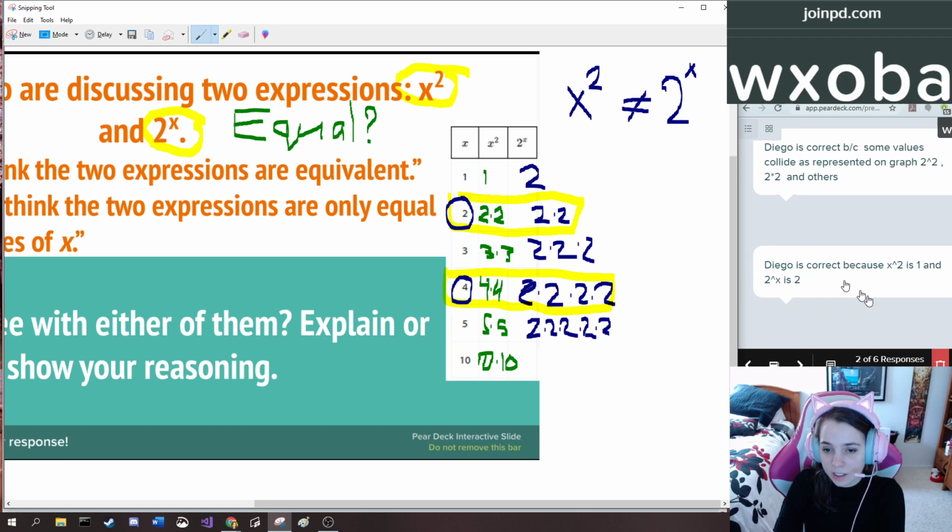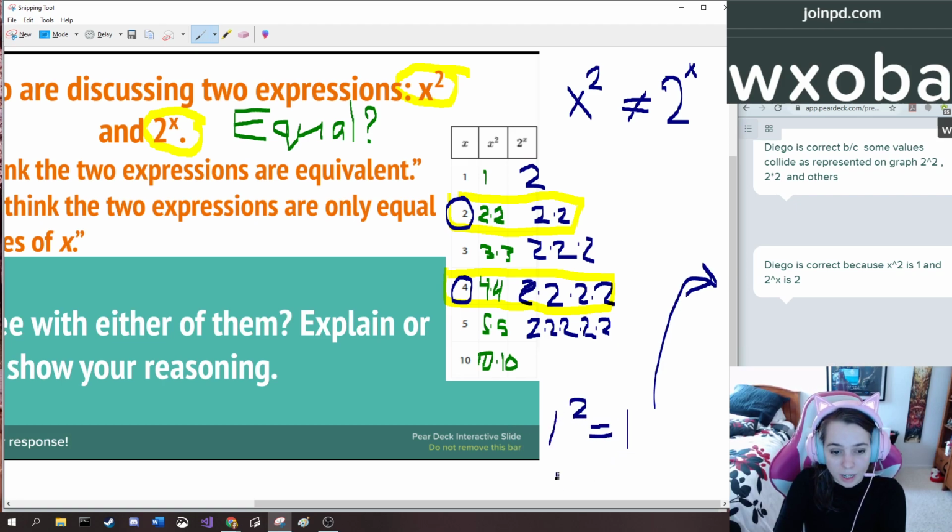Okay, so one student here, a good way to prove something logically is to show just one counterexample. So Diego is correct because x to the power of 2 is 1 and 2 to the power of x is 2. So how you would make this explanation better, you would say that 1 squared equals 1 and 2 to the power of 1 equals 2. Therefore, x squared does not equal 2 to the power of x.